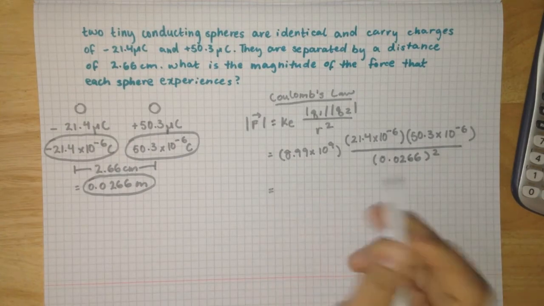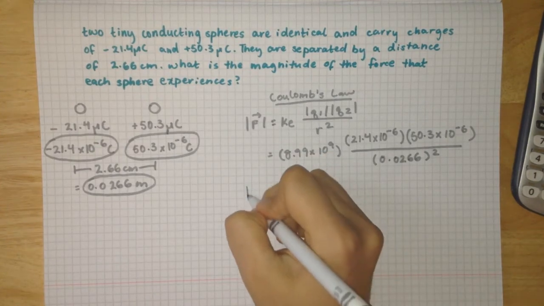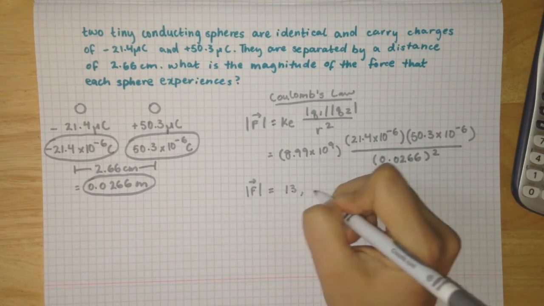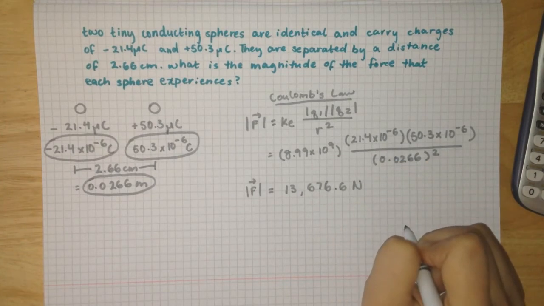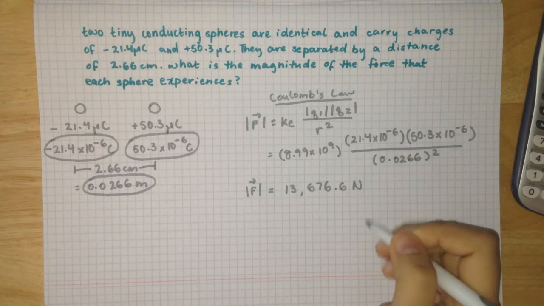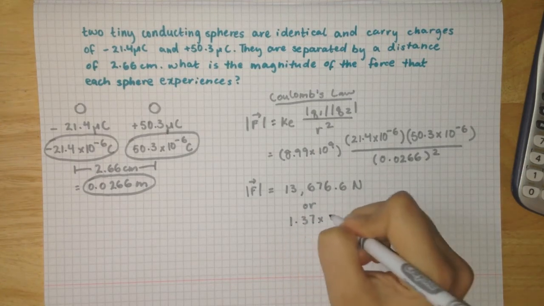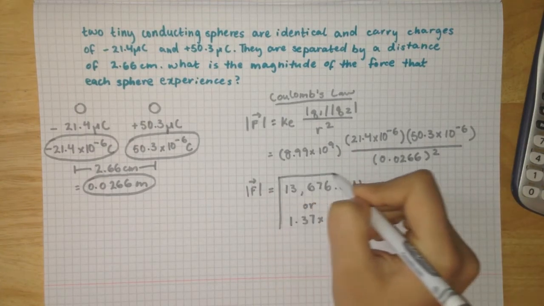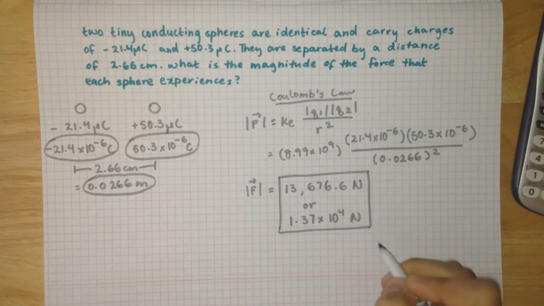At this point, we can just plug all of this into the calculator, straight and simple, and we get the magnitude of the force to equal 13,676.6 newtons. If you wanted to write that in scientific notation, you could do 1.37 times 10 to the 4th newtons. So this is the attractive force that the two particles feel.